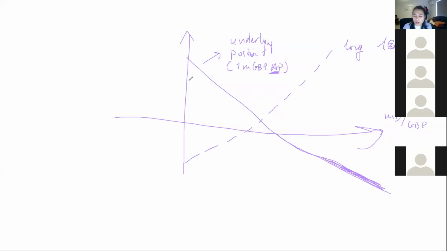So if I have a combined position of both my account payable and my long forward, then the USD cost of settling this account payable is going to be a fixed line, a straight line. In this example, it's going to sit at 1.25 million USD. The reason it is fixed at 1.25 million USD is because we have basically locked in that exchange rate in our forward contract.